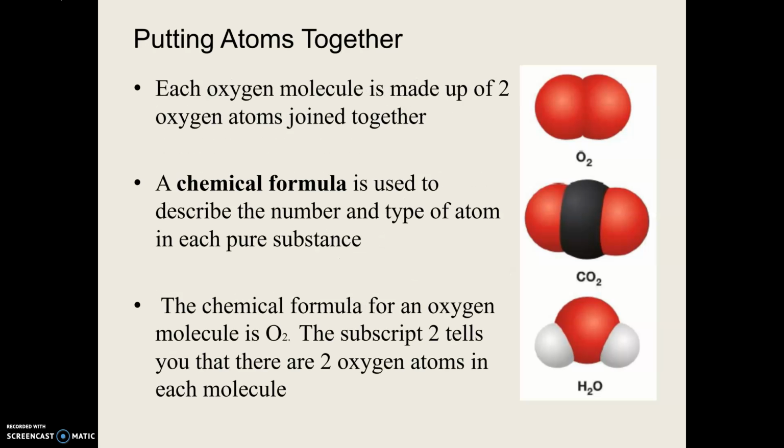Each oxygen molecule is made up of two oxygen atoms joined together. Okay, so over here is an oxygen molecule. The chemical formula is used to describe the number and type of atoms in each pure substance. So here is our chemical formula, O2. And we can see, when we look at this chemical formula, that we have two atoms of oxygen because of this little 2 here.